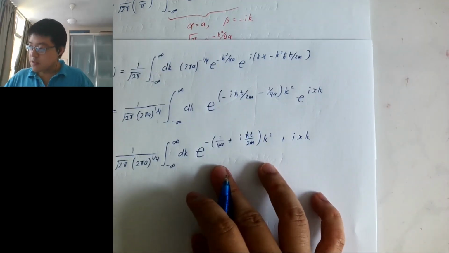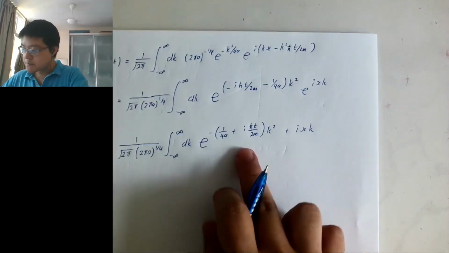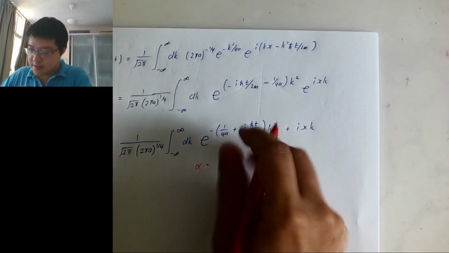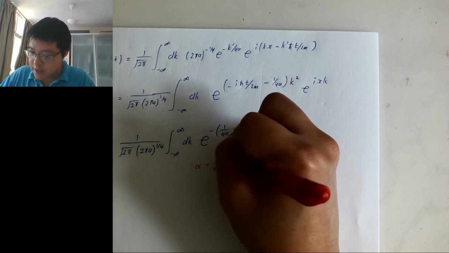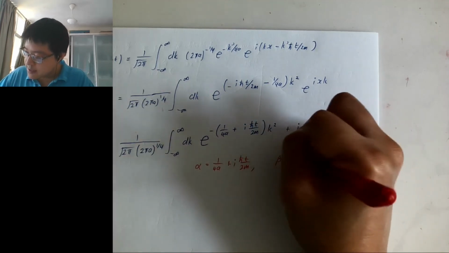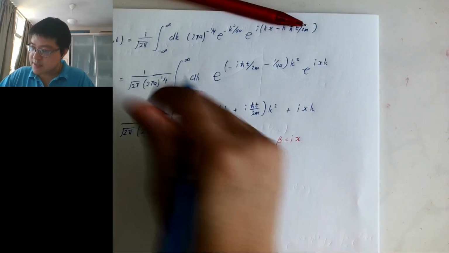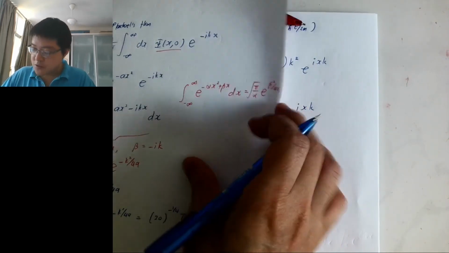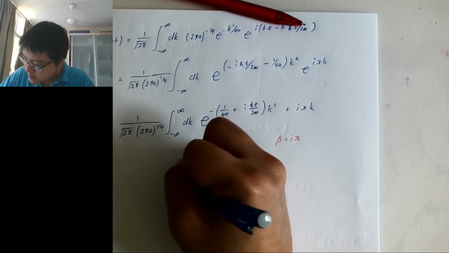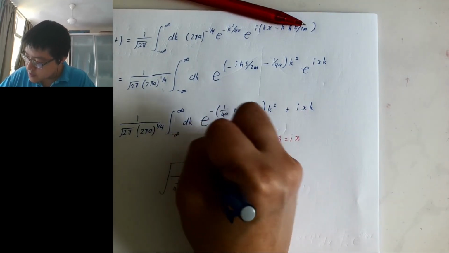Okay, so again, I can still use this integral, right? It's the same form, where this time my alpha is this bunch of stuff: 1 over 4a plus i h bar t over 2m. Beta is ix. Okay, so if I put everything in, the answer is pi over root alpha. So pi over alpha, where all this rubbish here is alpha, and then the whole thing is square root.